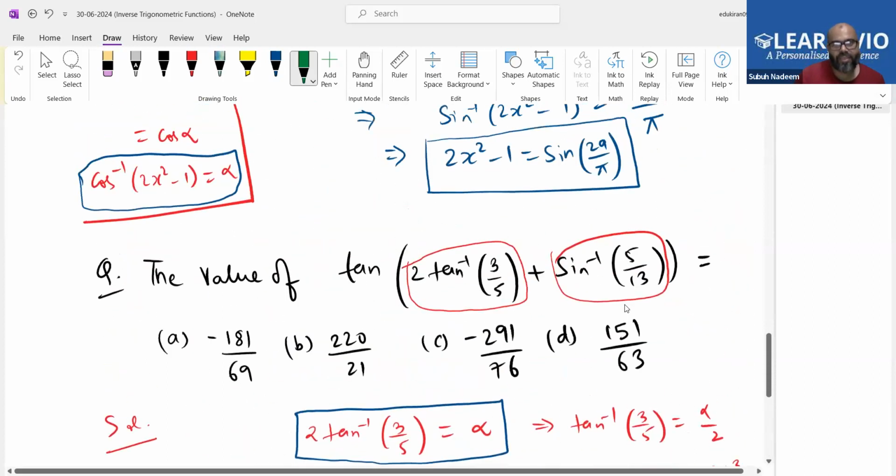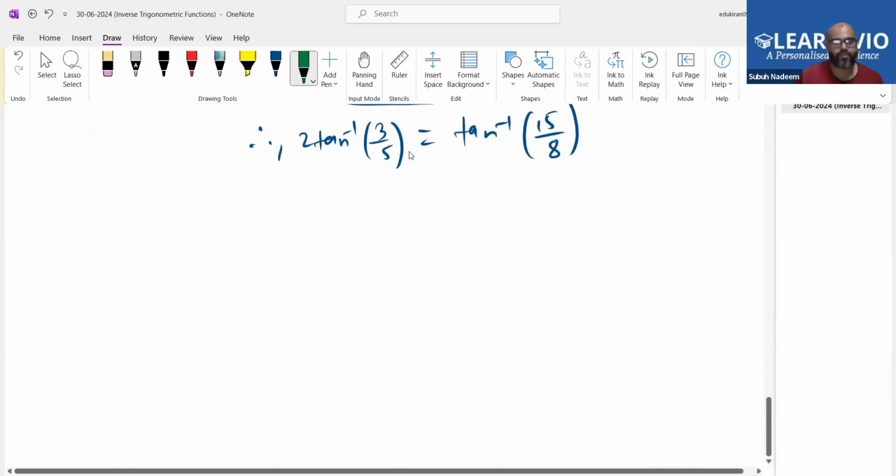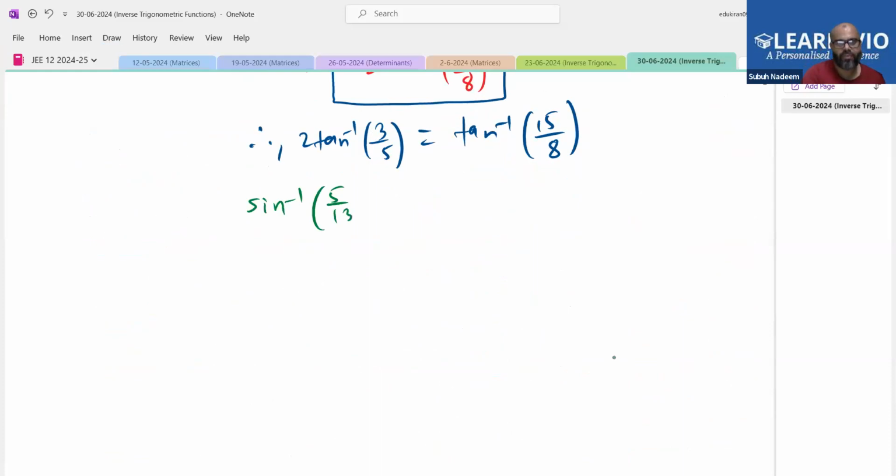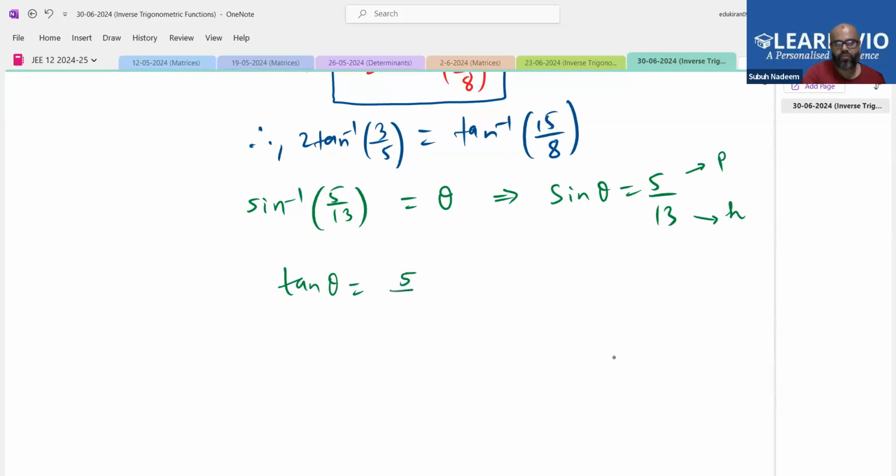Now next is sine inverse 5 by 13. We want to change it into tan inverse. So let it be theta, which means sine theta is equal to 5 by 13. This is perpendicular, this is hypotenuse. If you want to find tan theta, that should be perpendicular by base. So 13 and 5 are there, so the third side will be 12. If you want to check it, you can check it.